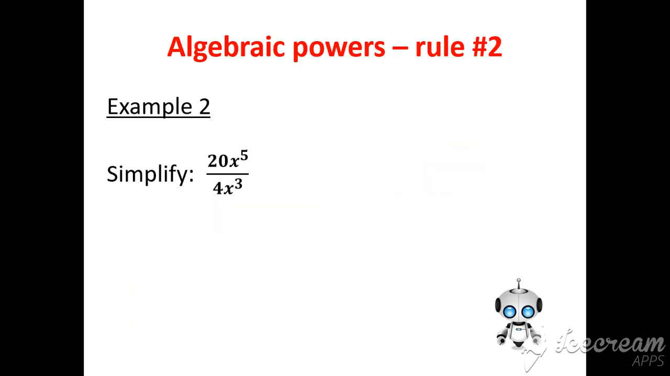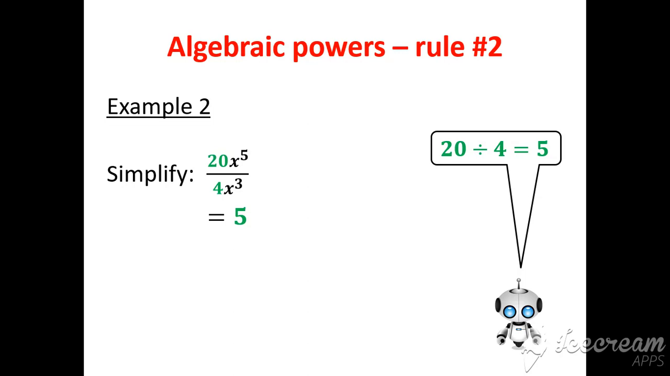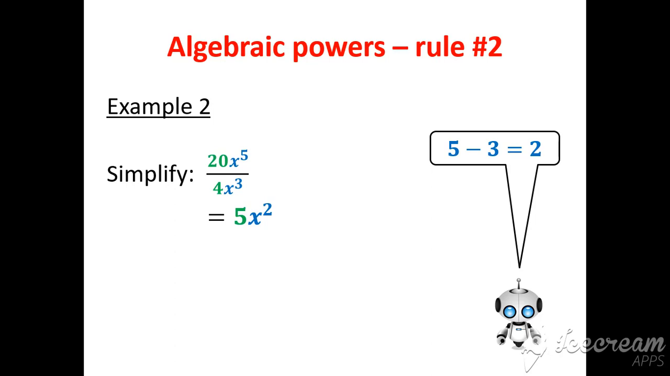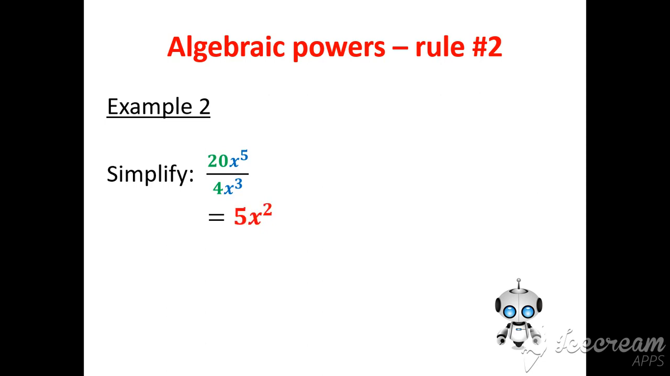Let's see if you can put that into practice. Here we go. Simplify 20 times x to the power of 5 divided by 4x cubed. So we're going to divide the coefficients. 20 divided by 4 gives us 5. The new coefficient is 5. But we don't divide the powers, we subtract the powers. 5 minus 3 is 2, so we have x to the power of 2. So our answer is 5x squared.